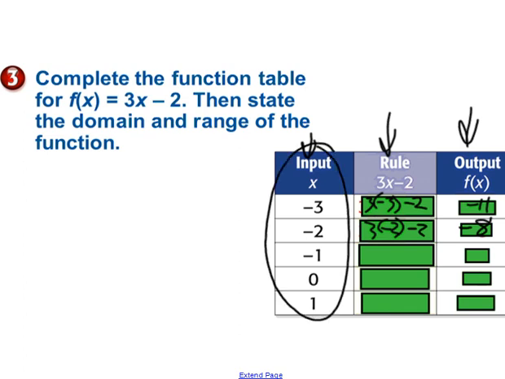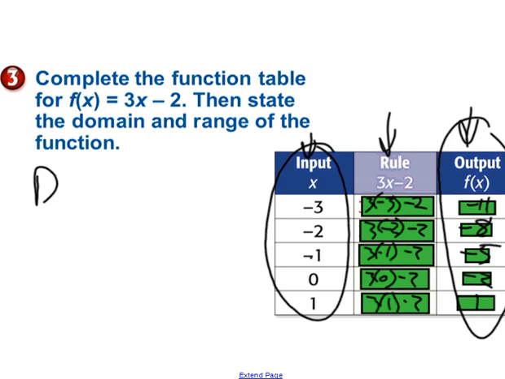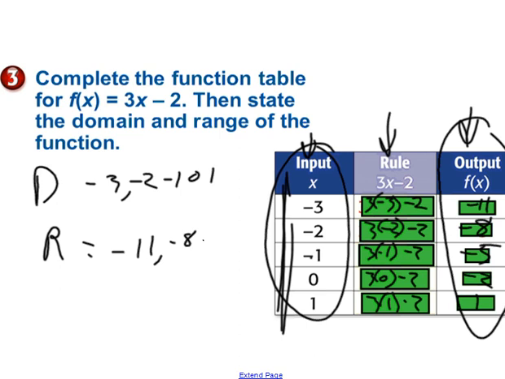Remember, the inputs are my domains, the outputs are my range. So we're calculating all those. Plugging in negative 1, 3 times a negative 1 minus 2. 3 times negative 1 is negative 3, minus 2 would be negative 5. And plugging in 0, 3 times 0 minus 2. 3 times 0 is 0, minus 2 is negative 2. Last one, 3 times 1 minus 2. 3 times 1 is 3, minus 2 is 1. So my domain is my input values: negative 3, negative 2, negative 1, 0, and 1. And my range is equal to negative 11, negative 8, negative 5, negative 2, and 1. So there's the domain and range for that function.